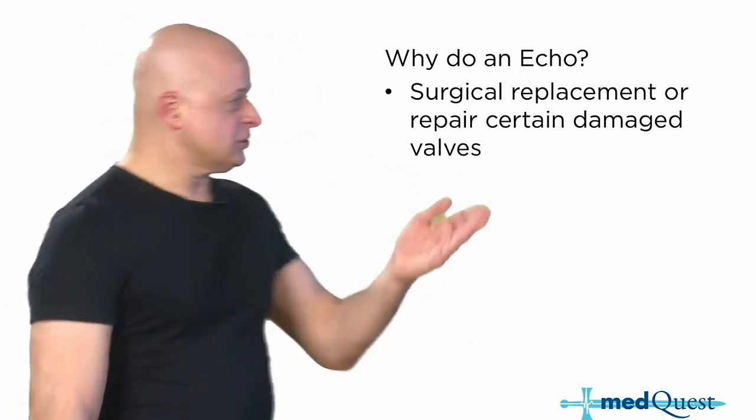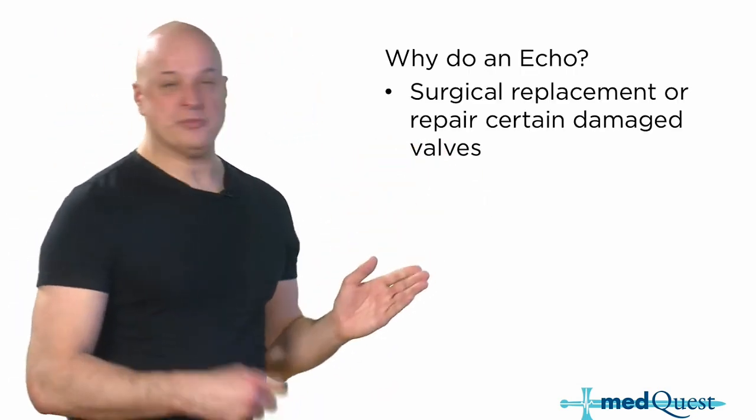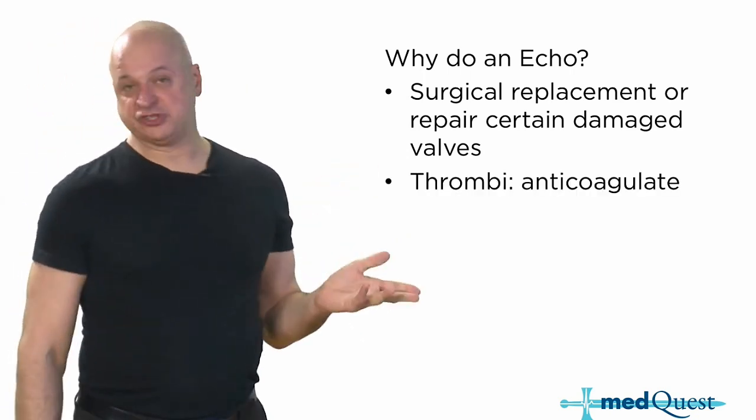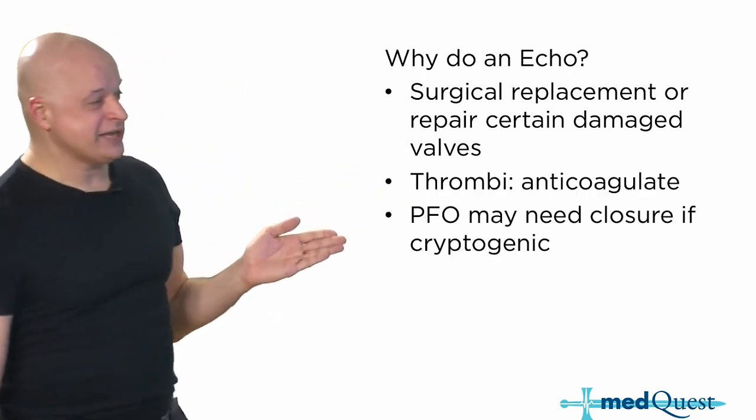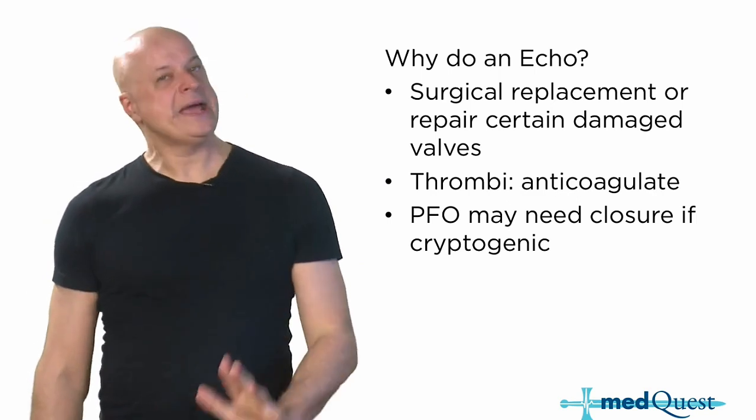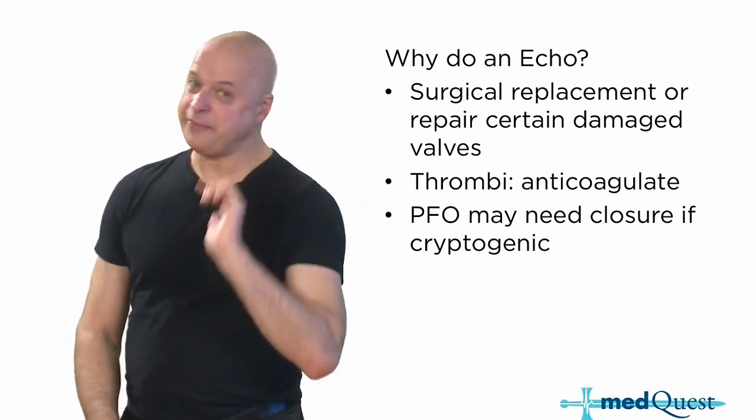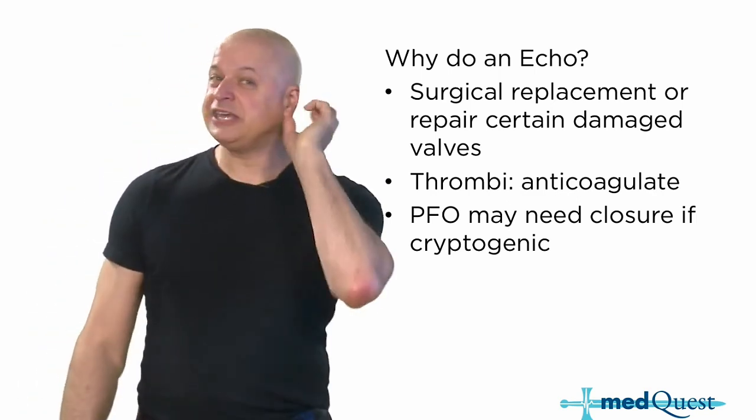So why do an echo? Because you're looking for the source. You might replace a certain valve, and you might go in and give anticoagulation. If you see a clot, you'll anticoagulate. Patent foramen ovale. Now, patent foramen ovale, so there we said, what percentage? It is in 30%.